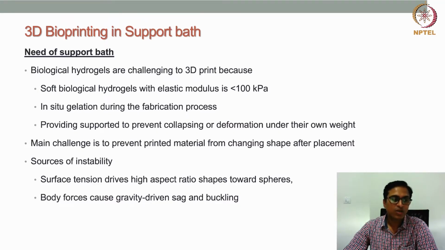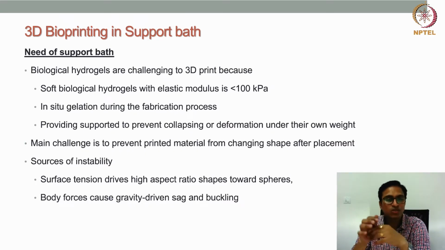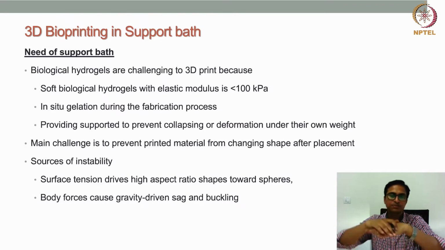And one way to tackle this is to introduce some cross-linking or gelation during the fabrication process, that is, in situ gelation, which is required to maintain the shape and size of the structure. Otherwise, what will happen? The structures will deform or collapse after printing.